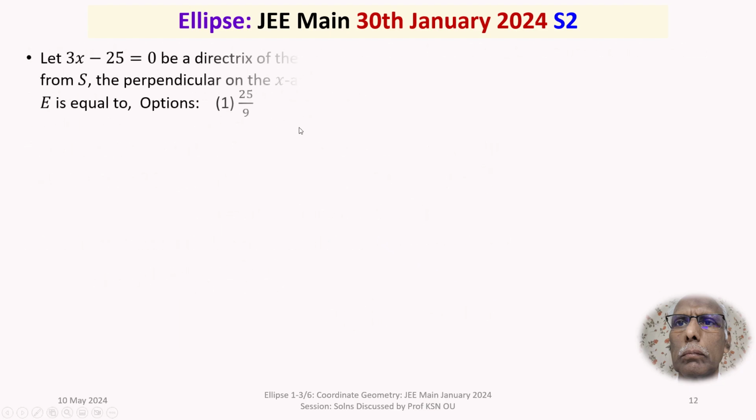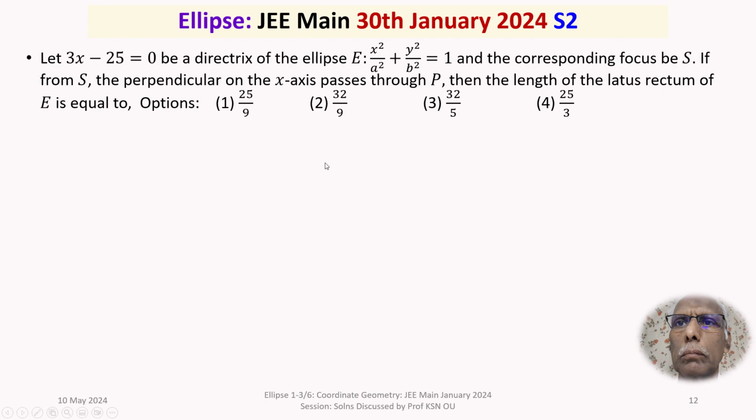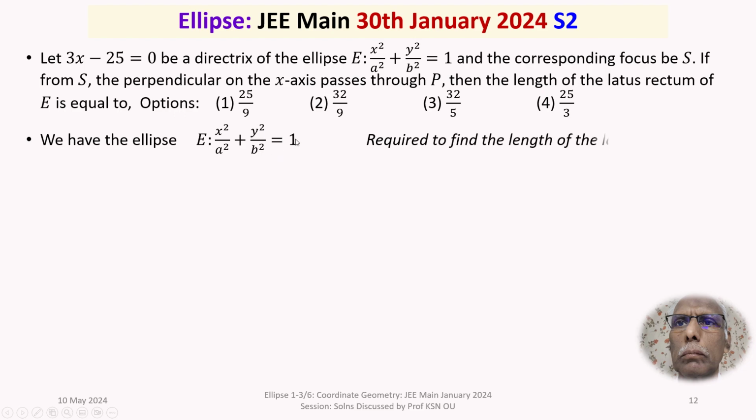So, now we talk about the ellipse. We have the ellipse E given by x square by a square plus y square by b square is equal to 1. Required to find the length of the latus rectum of this ellipse under the given data. And what is the latus rectum? Required to find 2b square by a. So, that means our goal is to find what is a and what is b.